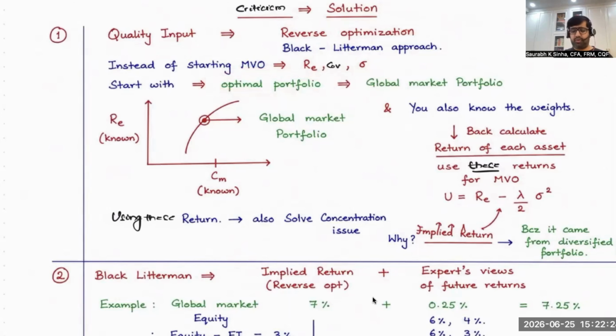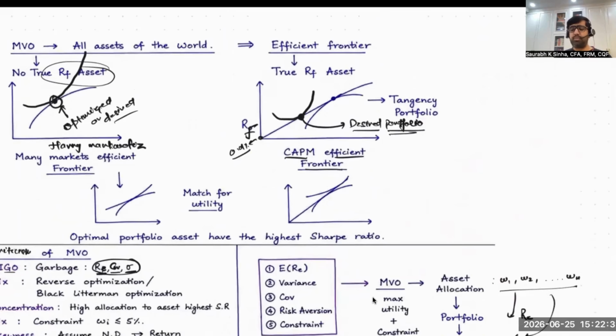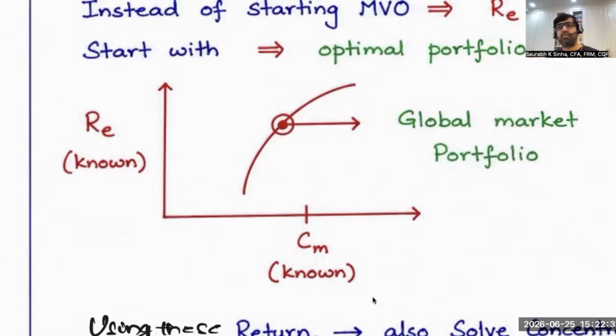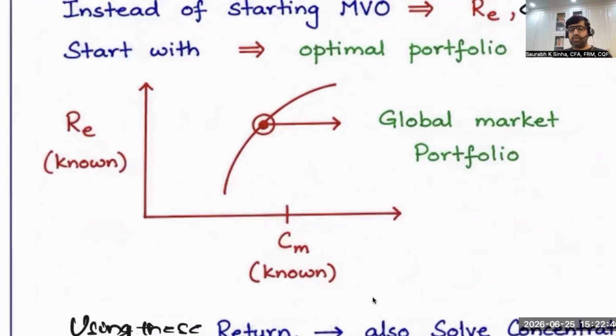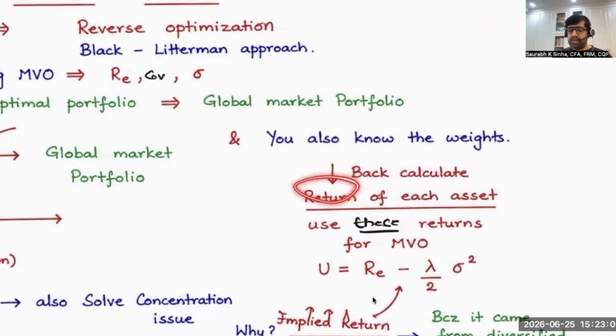What is your optimal portfolio? Remember, efficient frontier, the tangency portfolio, that is the optimum portfolio, that is your global portfolio. So take your global market portfolio, right? What is a global market portfolio? A global index. Perfect. You can see the RA is known, the standard deviation is known, right? What do you need to do? You need to just back calculate the return and risk. And you also know the weights because you know what is your global market portfolio, constituents and their weights. So you can back calculate what? The return of each asset, right? Use those return for mean variance optimization.